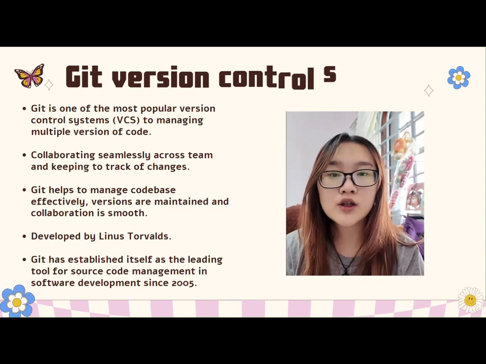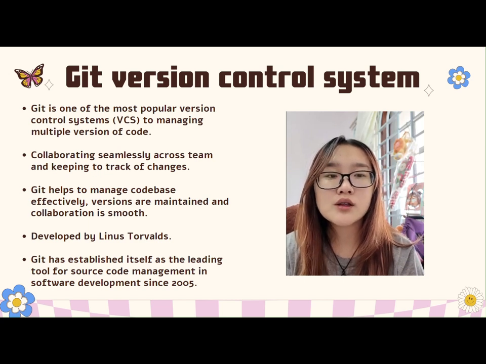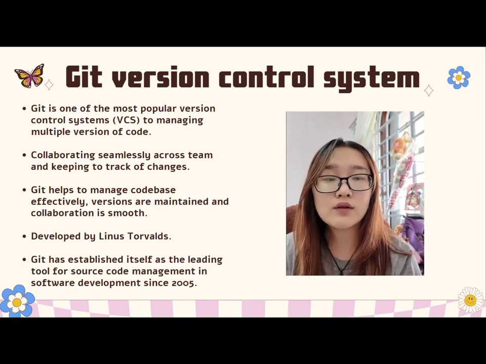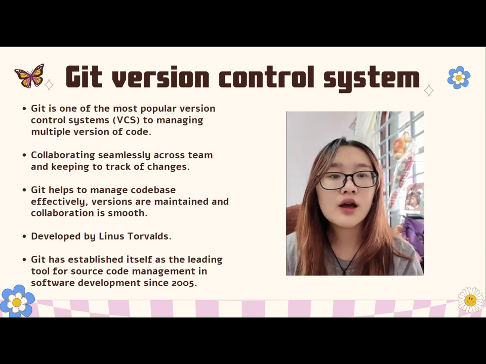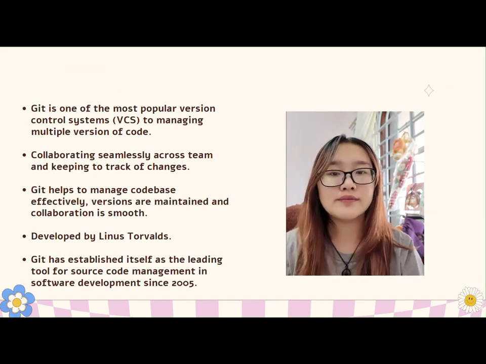And now I will talk about the Git version control system. Git is one of the most popular version control systems, VCS, for managing multiple versions of code, collaborating seamlessly across teams and keeping track of changes. Git helps to manage the code base efficiently, versions are maintained, and collaboration is smooth. It was developed by Linus Torvalds. Git has established itself as a leading tool for source code management in software development since 2005.